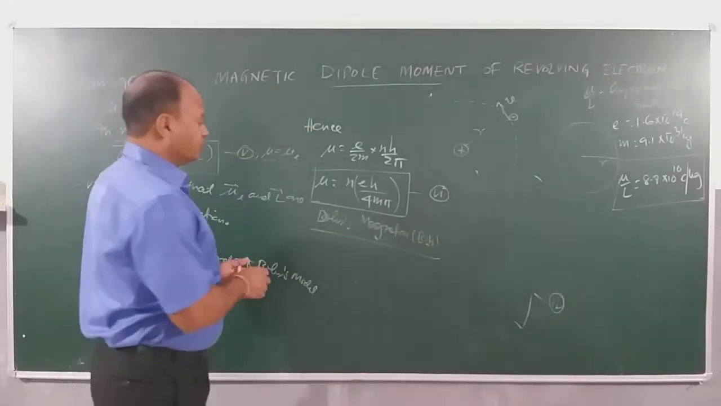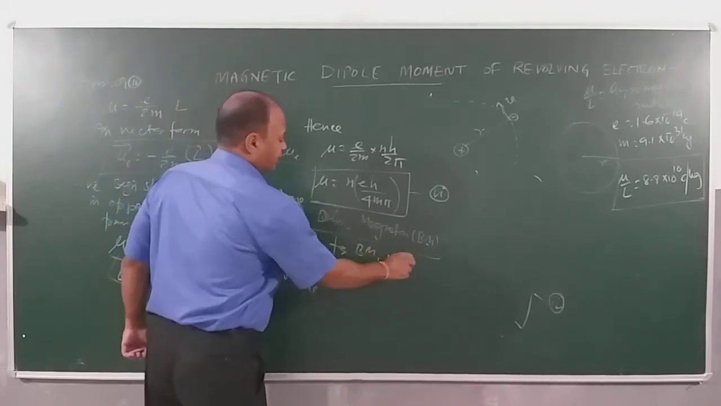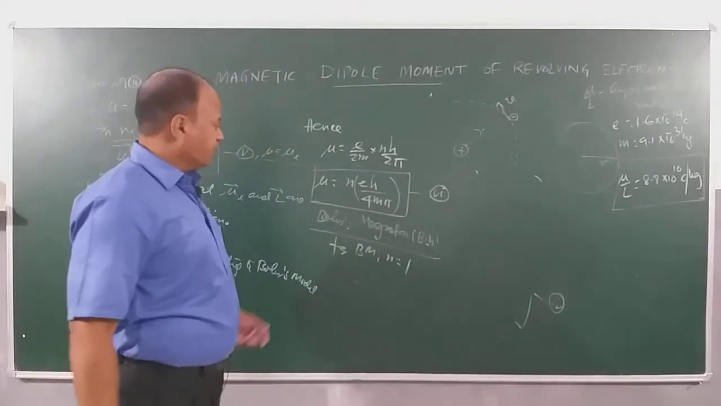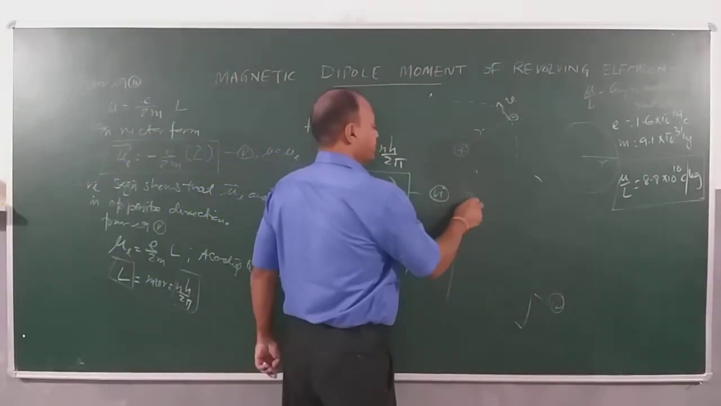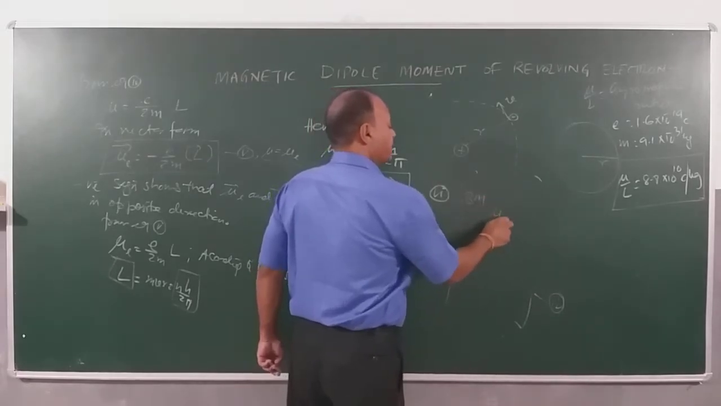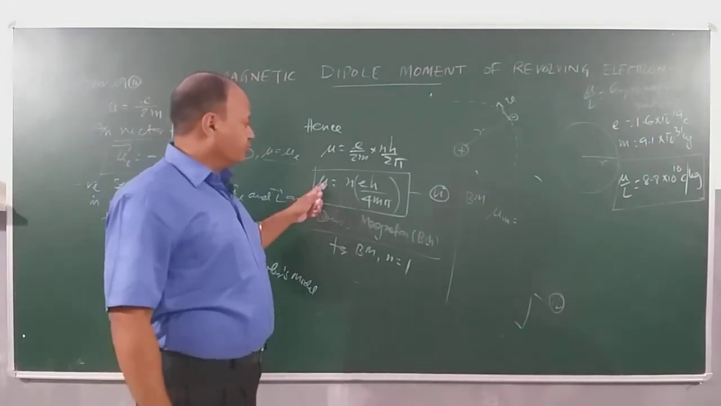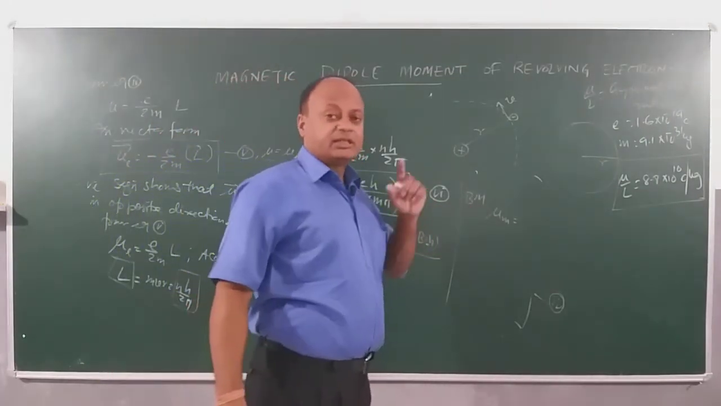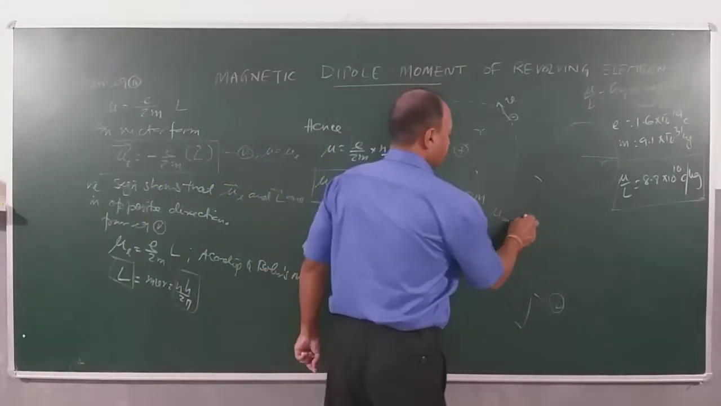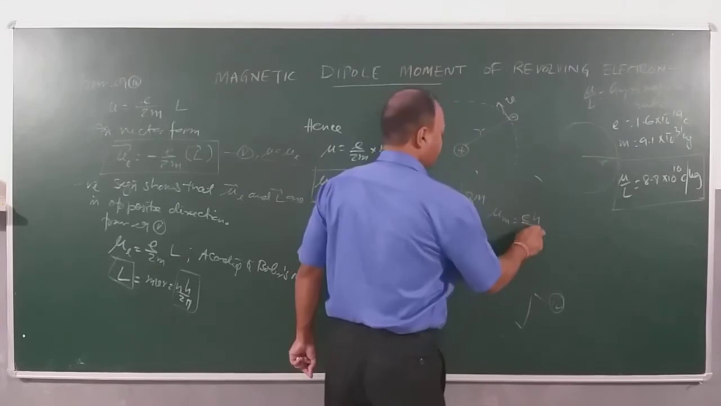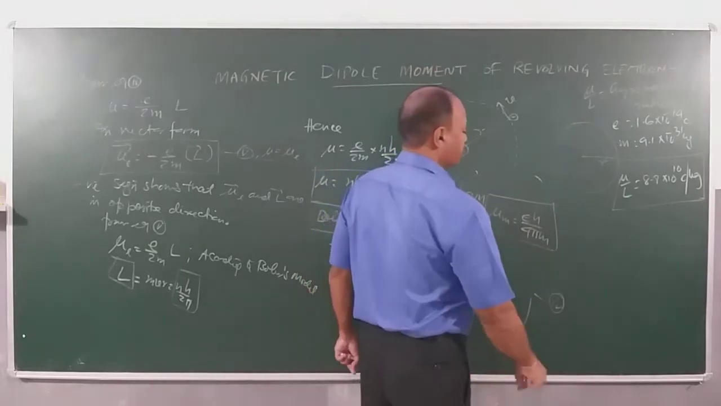Clear? So for Bohr's magneton, n will be 1. If I put here n is equal to 1, then Bohr's magneton, Bm, is mu m. The lowest value of mu is written as mu m, that is, when I put n is equal to 1. So if I put here n is equal to 1, what do I get, children? I get e h divided by 4 m pi. And this is called 1 Bohr's magneton.